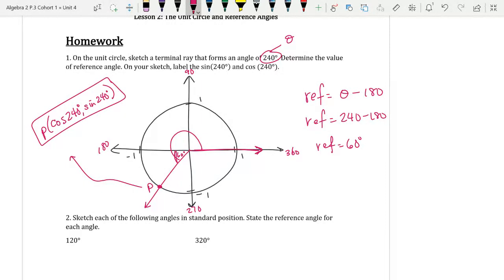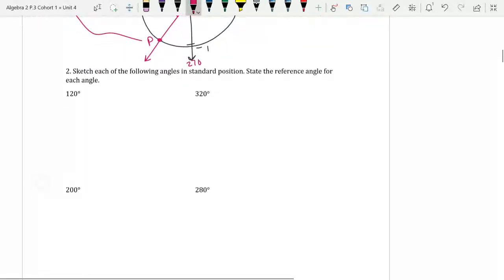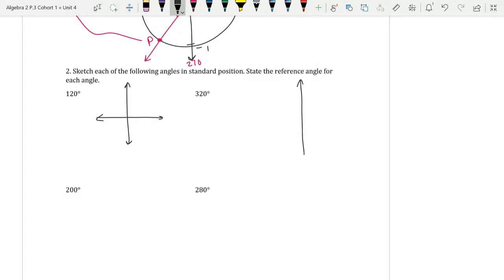All right, let's keep going here. Number 2 says to sketch each of the following angles in standard position and state the reference angle for each. So if I draw 120, and while I have black pen, I'll just draw my x and y axis for all of these.